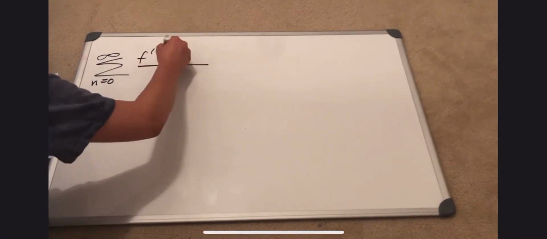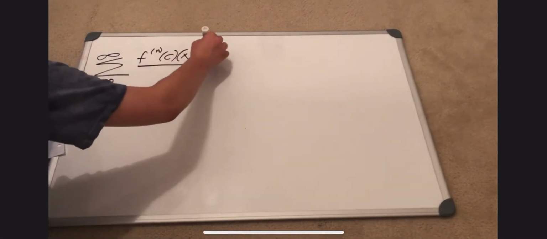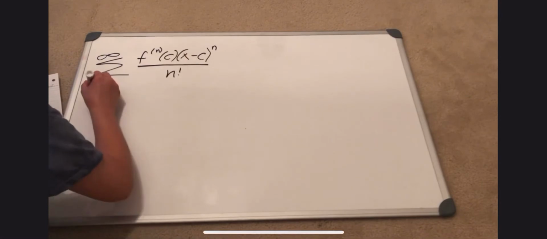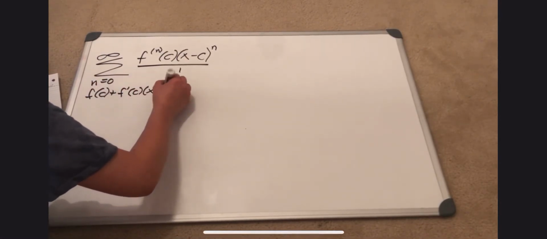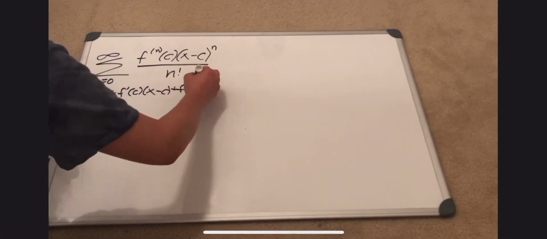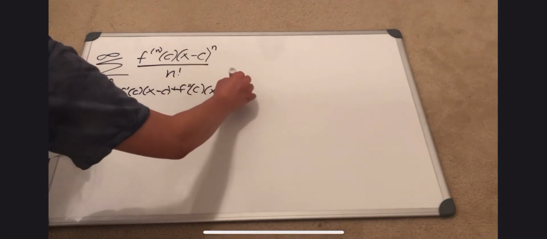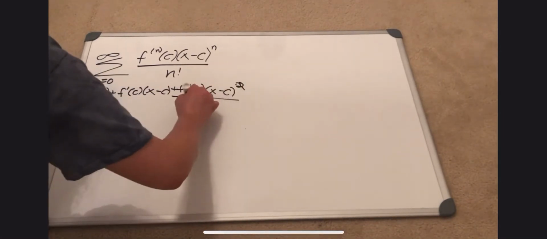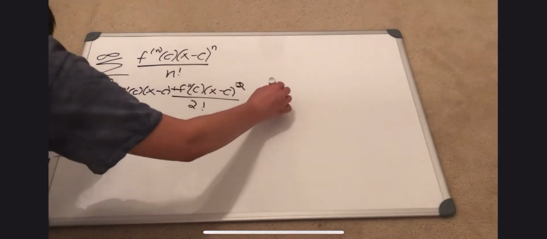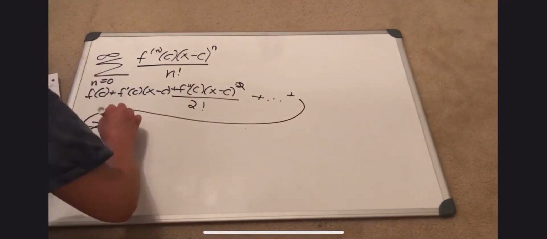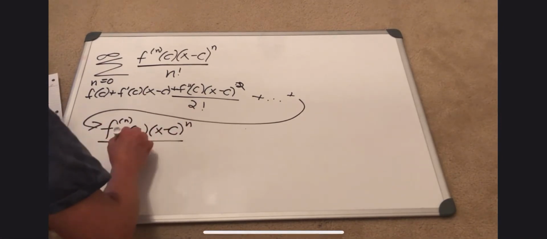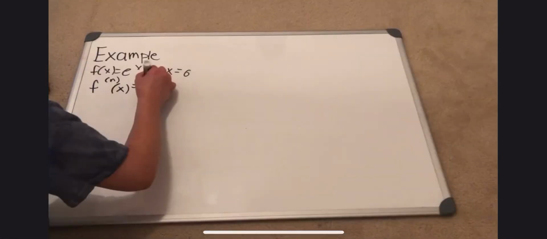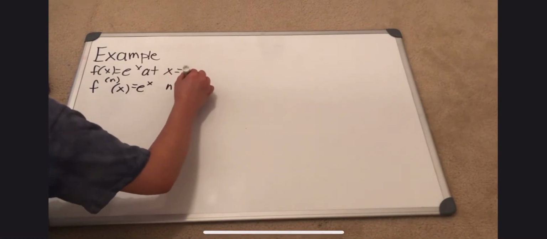This is the setup for a Taylor series. It's basically the summation of n equals 0 going to infinity of f to the power of n of c, multiplied by x minus c to the power of n, all over n factorial. And the example I chose was f of x equals e to the x at x equals 0.